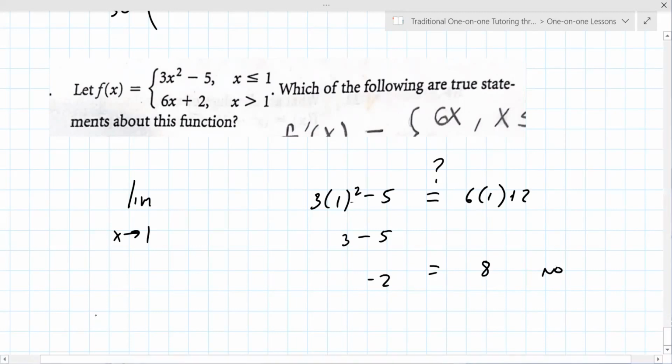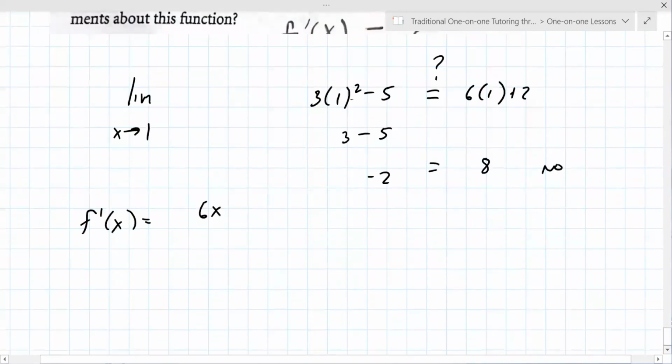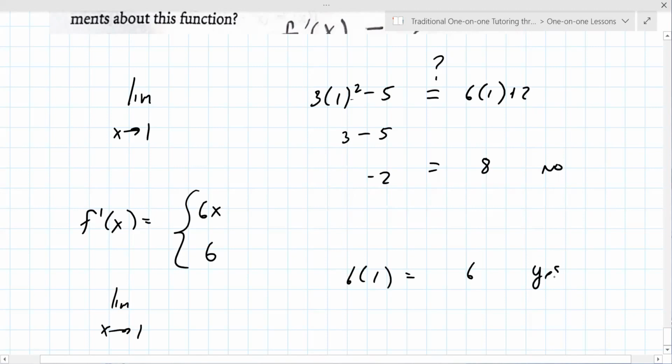Now, how about the derivative? So now we have to find f prime of x. That's 6x and then 6. And then you do the same thing, the limit as x approaches 1. 6 times 1 equals 6. That's odd, but that's possible. So yes, that works. And then f prime of 1 is the last thing.